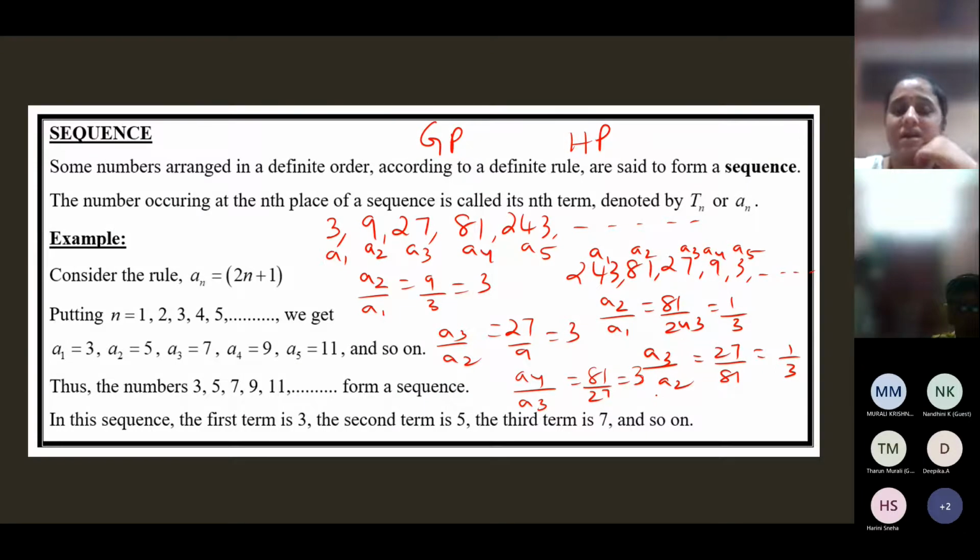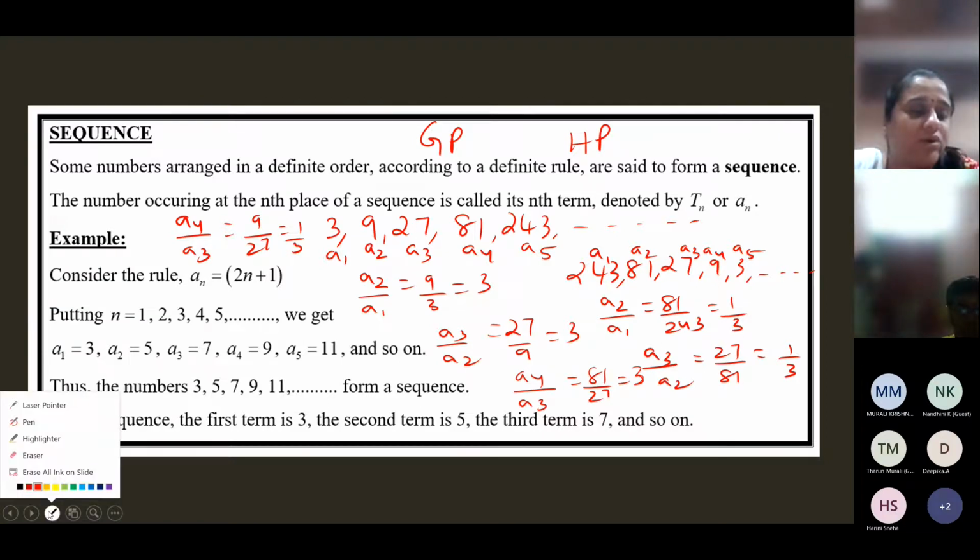A4 by A3, 9 by 27, 1 by 3. You see that the ratio is a constant. That means the sequence is said to be in geometric progression, and the ratio is called the common ratio.